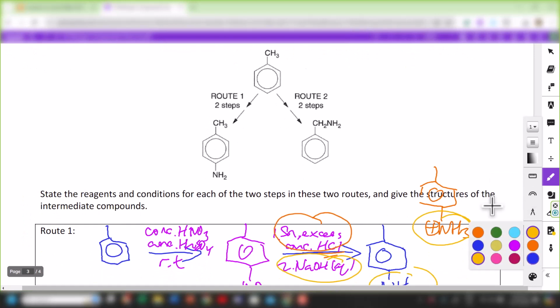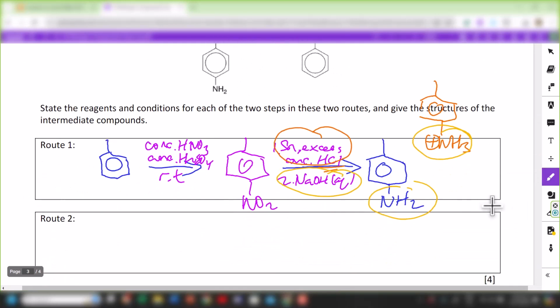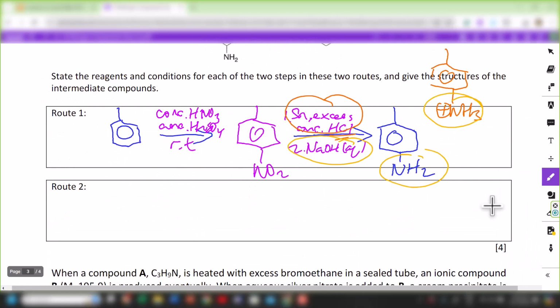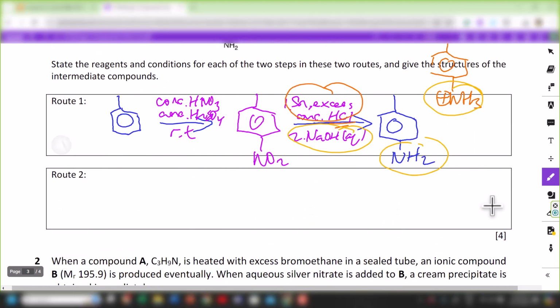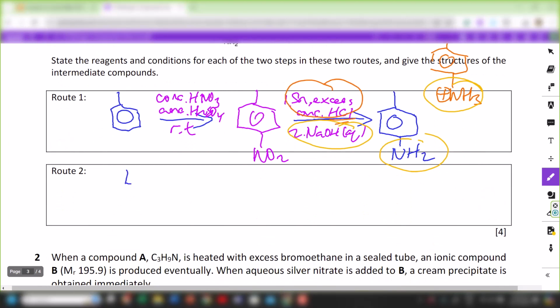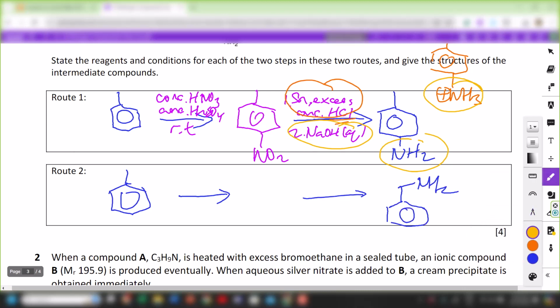Okay, so that's the reason for that. I think it's always good to understand the reason instead of just memorizing whatever is given to you in the lecture notes. Okay, then for route 2, we are supposed to produce benzoylamine. Okay, so again, I'm going to draw out methylbenzene. Okay, there must be an intermediate before I produce this NH2. Okay, right, so you notice that now the NH2 substitutes one of the H here.